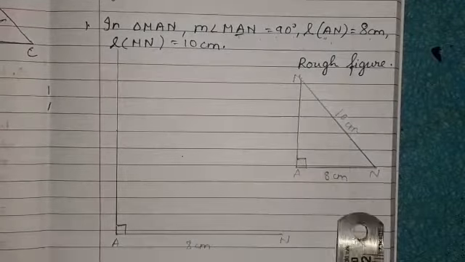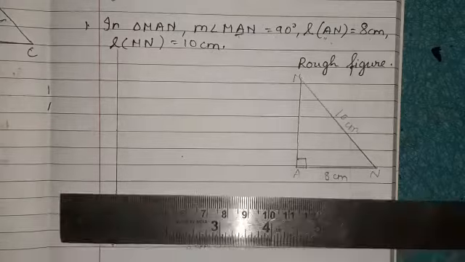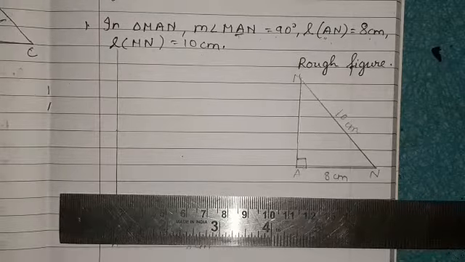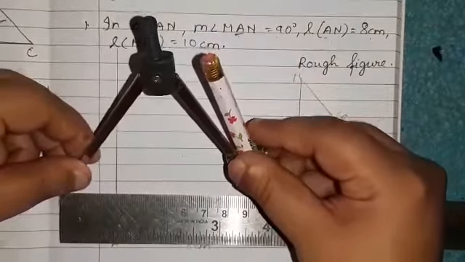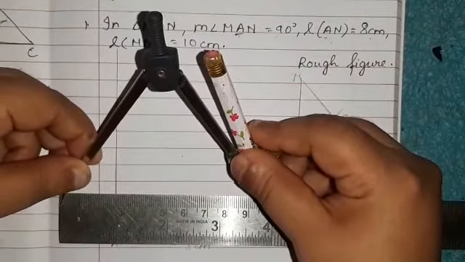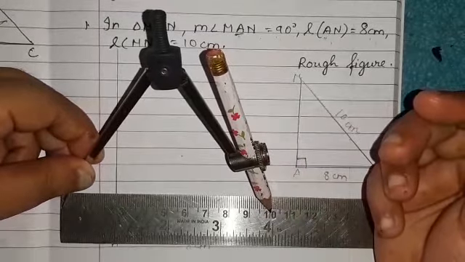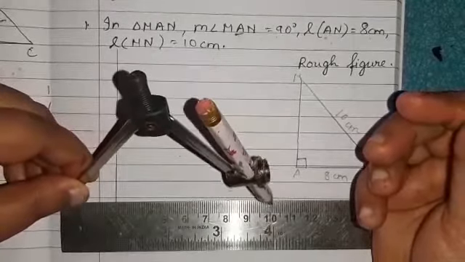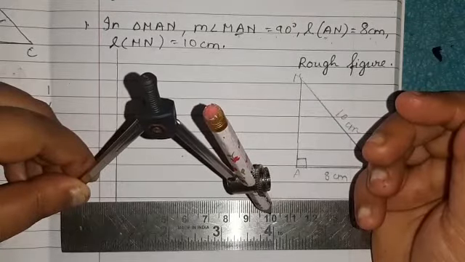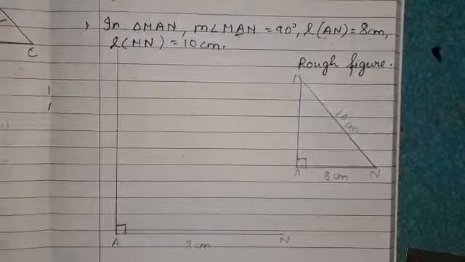Now we have to show 10 centimeter. So I will take scale here and I will take compass. Okay, and I will take 10 centimeter in my compass. So can you see here I have taken 10 centimeter? Exactly 10 centimeter. Okay, take exact measurement. I have taken 10. So 10 is MN.